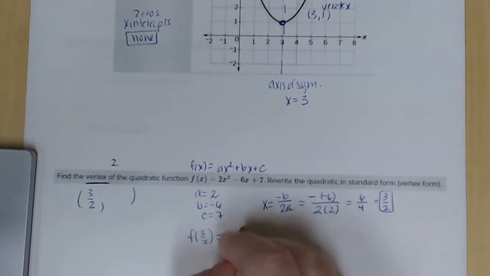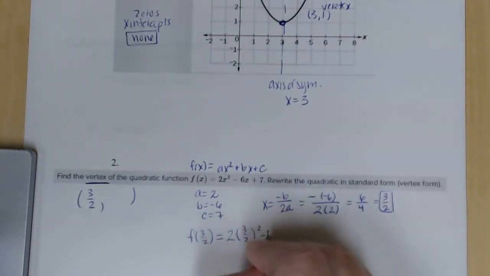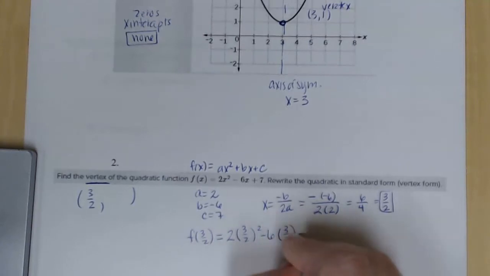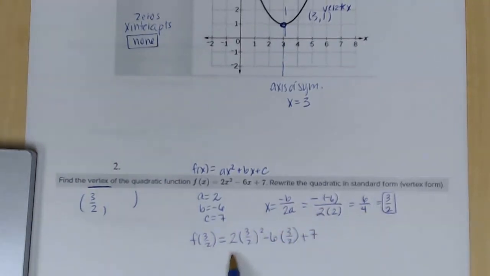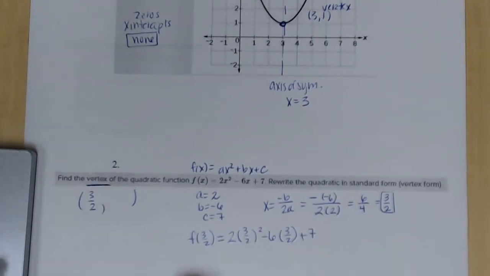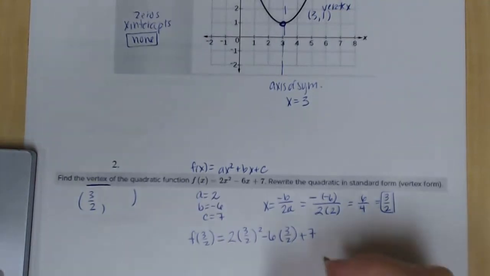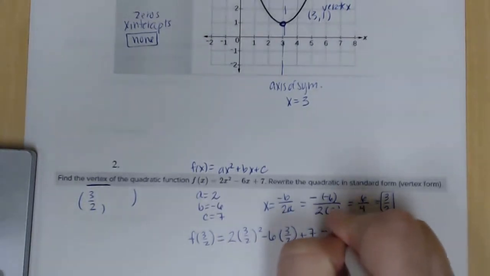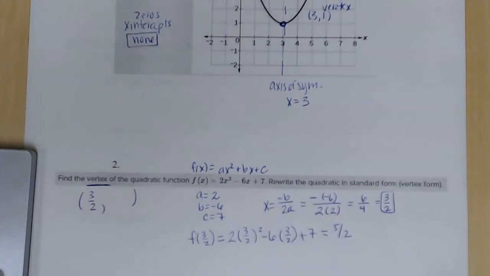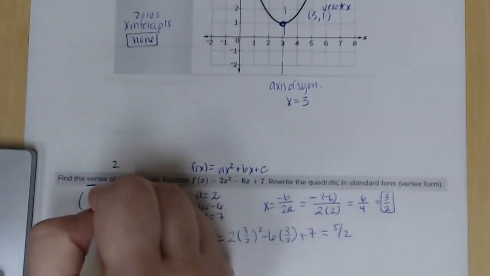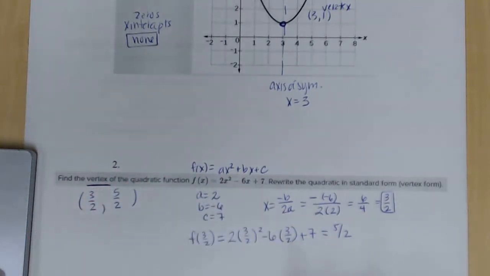That's equal to 2 times 3 halves squared minus 6 times 3 halves plus 7. Just use your scientific calculator and I would just plug all that in. Be careful that you always put your fractions in parentheses so that they get squared and multiplied correctly. And this comes out to be 5 over 2 or 2.5. Improper fractions are the best form to leave your answers in. So this gives me a y value of 5 halves.